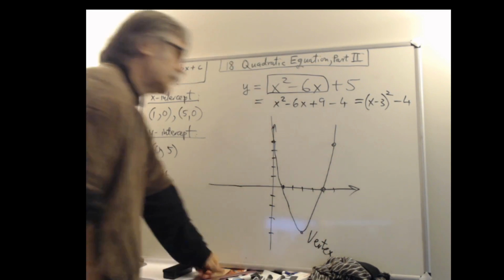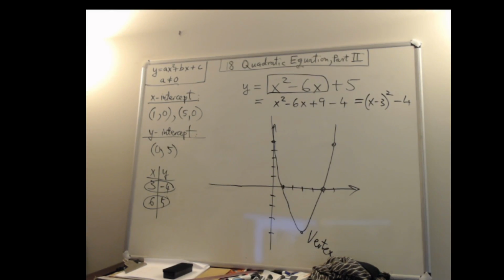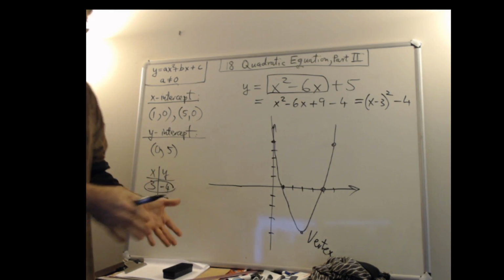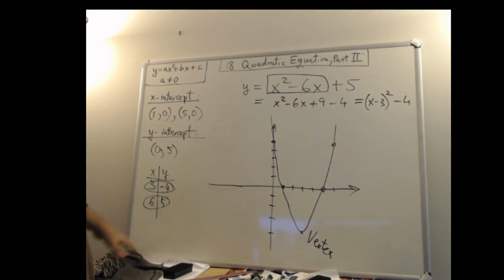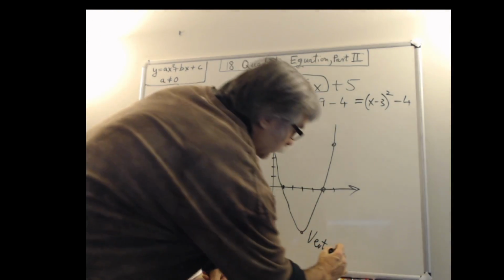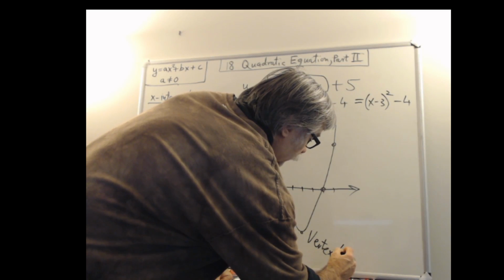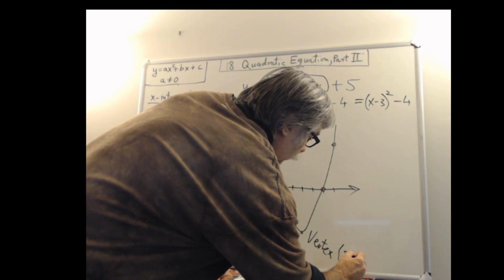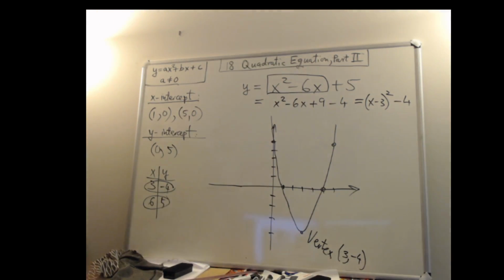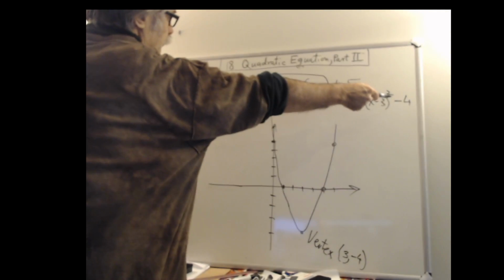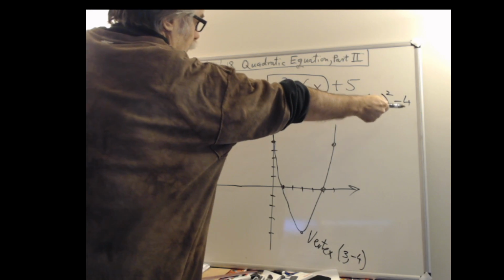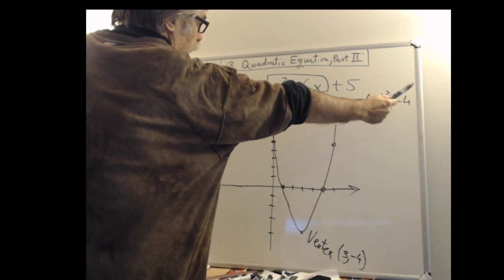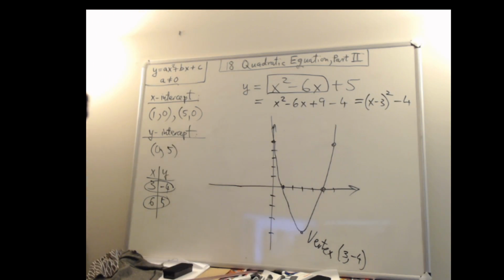Turning point. You go all the way down to that, and then you have to go back up. Okay? I already know that this vertex has the coordinates 3, negative 4. Again, you can see it here. What makes 0 here? 3. When you have 0 here, what do you got? You got negative 4. That is on the parabola.